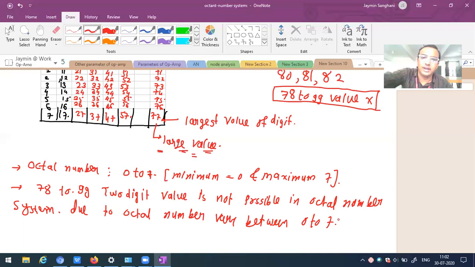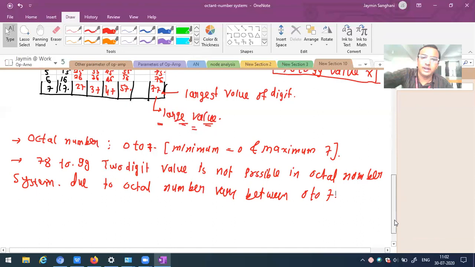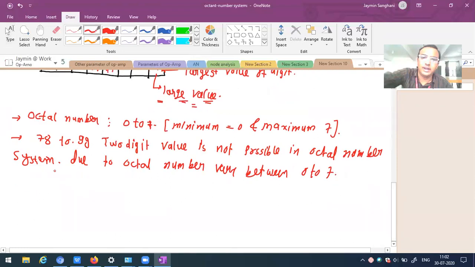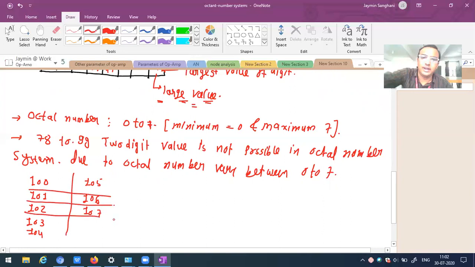So now we will concentrate on the next point: how three-digit data can be written. See here, 100 is the minimum value in the octal number to represent a three-digit octal number. Then 104, 105, 106, 107. See this, this is the three-digit data written in this way. Here 111, 112, it is three-digit data.